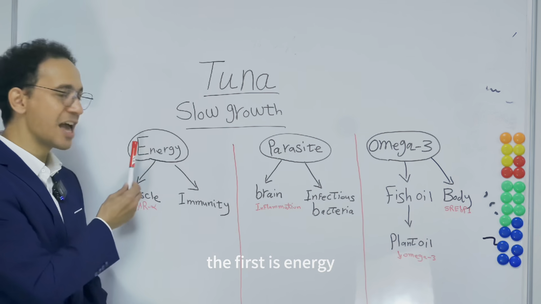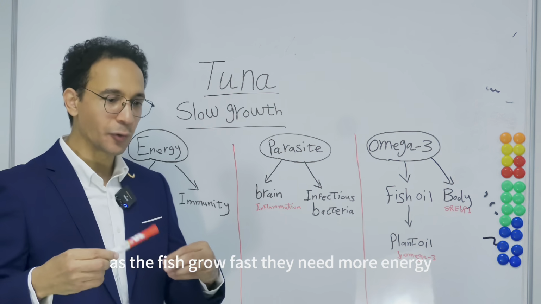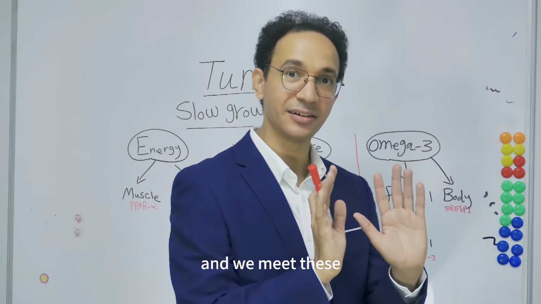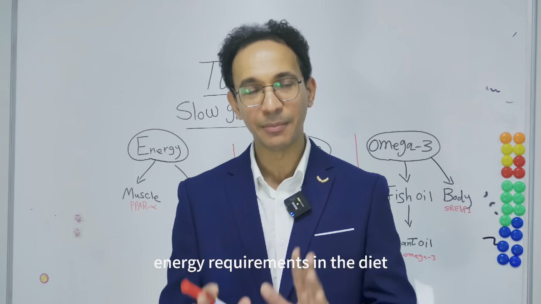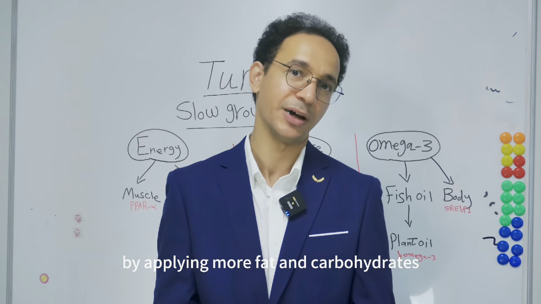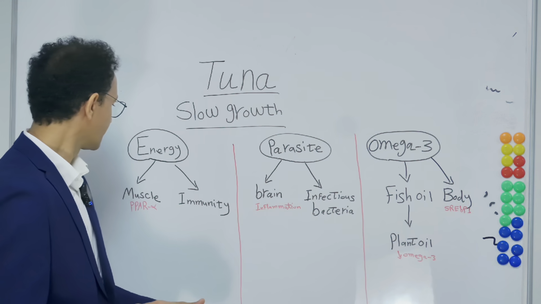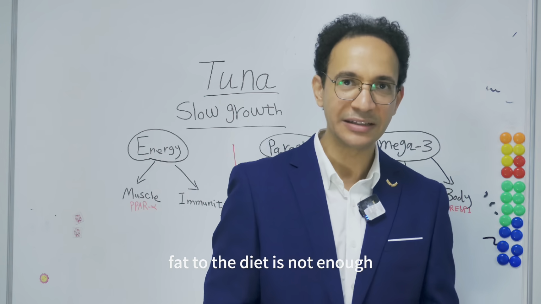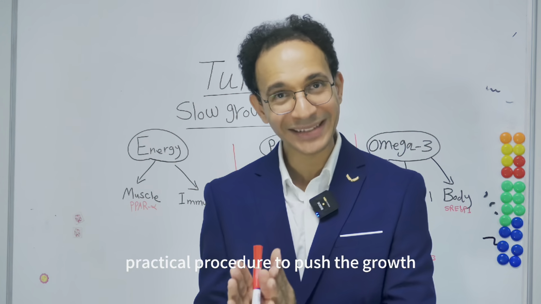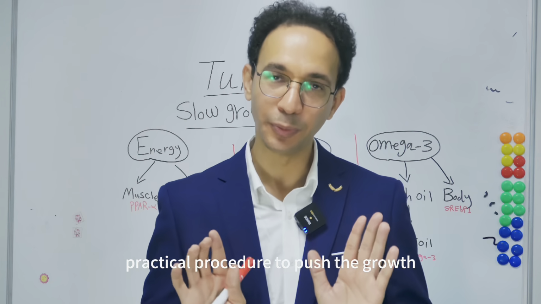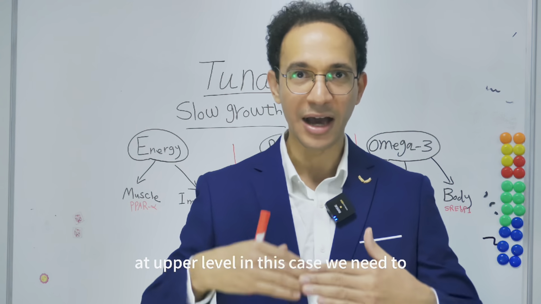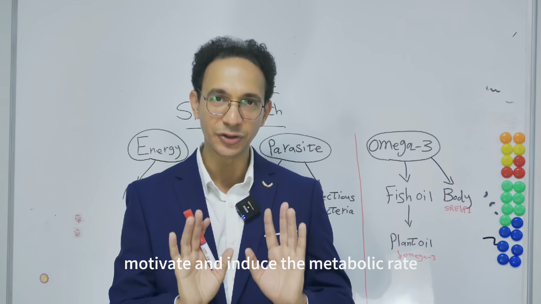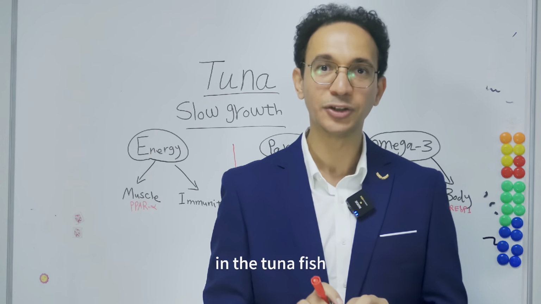The first is energy. As the fish grow fast, they need more energy. And we meet these energy requirements in the diet by applying more fat and carbohydrates. But adding more fat to the diet is not a practical enough procedure to push the growth at our level. In this case, we need to motivate and induce the metabolic rate in the tuna fish.